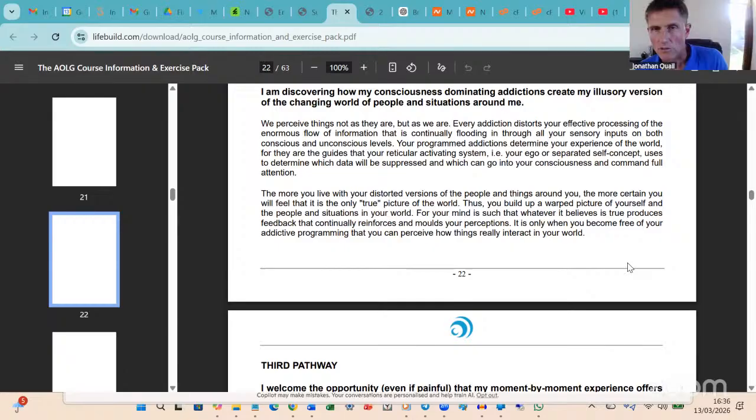Yeah, so any thoughts on that? So they're saying that your reticular activating system is your ego. Is that what it's saying? Yeah, it's just a fancy word for the ego, but the reticular activating system is what you pay attention to and what you don't.